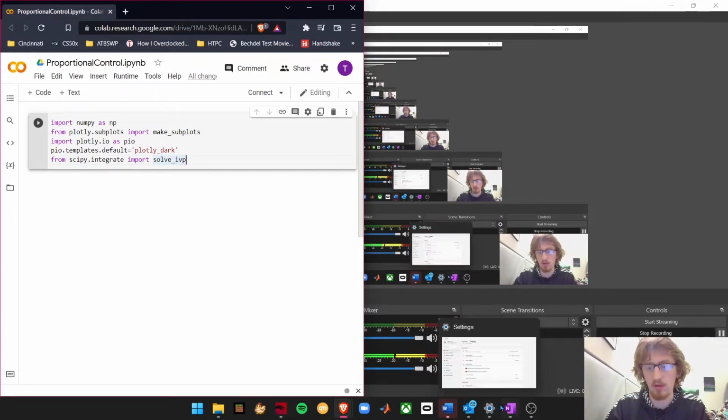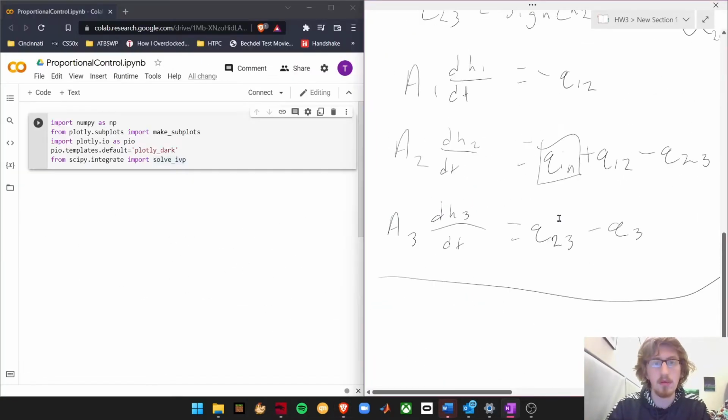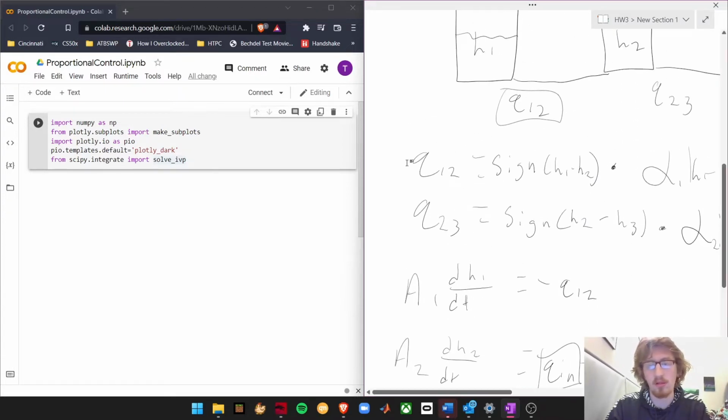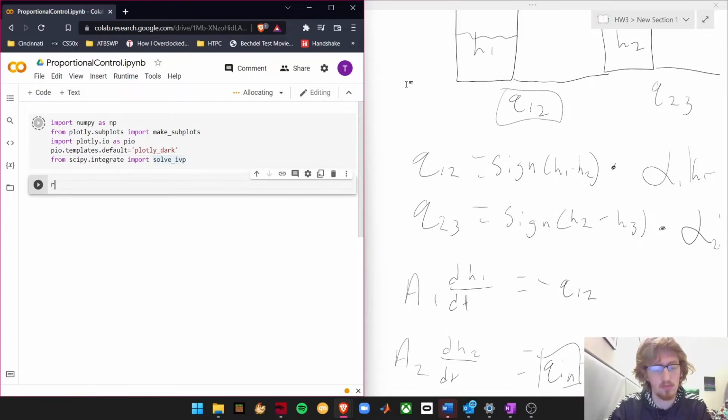Forgot I had my old homework up. So this here, all of this is a series of differential equations. We're going to be using solve_ivp to solve our differential equation, or actually we're going to be using it to integrate our differential equation, which will let us plot it over time. So we can get started right away with this.